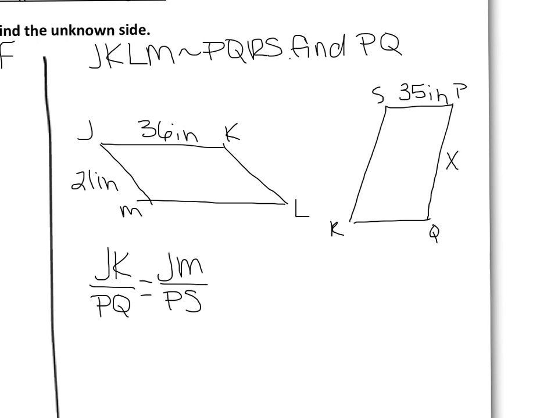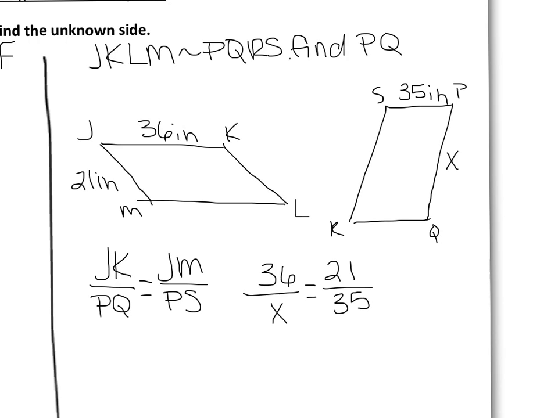Okay, your proportion didn't have to look exactly like this. For instance, if you decided to put PQ and PS in the numerator, that's fine, but both the PQ and PS needed to be in the numerator, and the JK and the JM needed to be in the denominator. Also, if you decided instead to put KJ, that would have been fine, or MJ, that would have been fine as well. But the relationship should look very similar to this. Okay, we're going to go ahead and replace our side lengths with the actual lengths. So JK, I know, measures 36 inches. PQ is what we're looking for, so we're going to put that down as an X. JM measures 21, and PS measures 35.